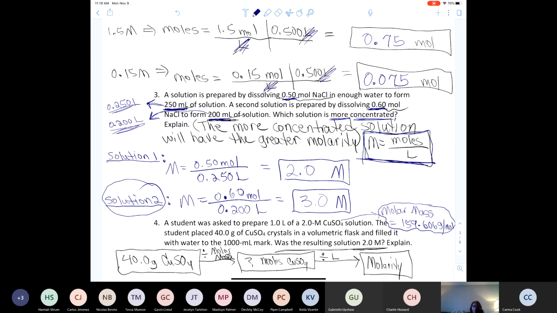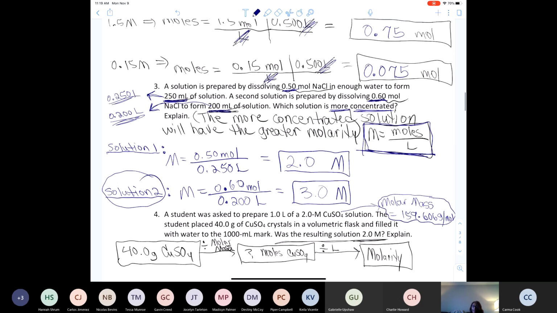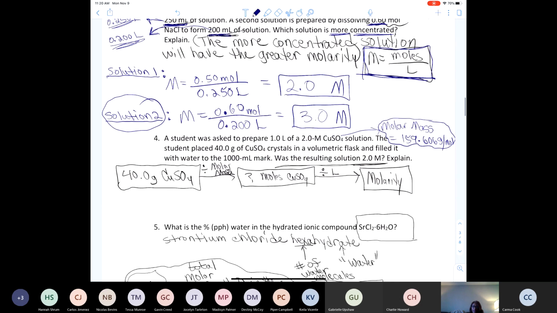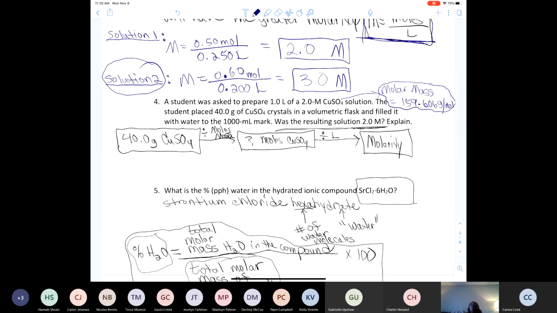So you can see the first 3 problems were molarity-based problems, but you can see that they can ask you a variety of different types of questions based on that one single concept. So question 4 is no different. It's a molarity-based question. A student in the laboratory has to prepare a 1 liter solution of copper sulfate. The concentration of the copper sulfate solution must be 2.0 molarity. And this is how the student prepared the solution.